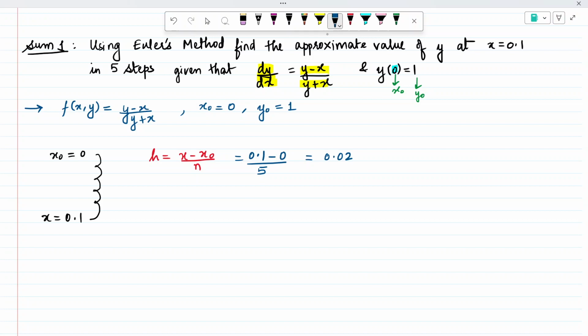Now what does this mean? When I take the first step, x1 will be 0.02. When I take the next step, x2 will become 0.04. Every time you are increasing by 0.02. Then your x3 will become 0.06. Your x4 will become 0.08. And lastly, this is nothing but your x5. Did you understand this?